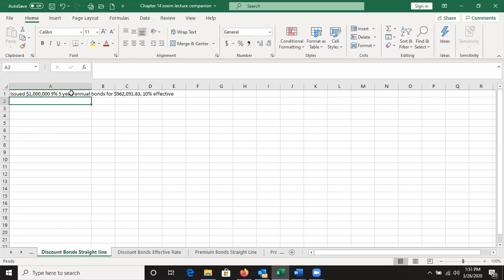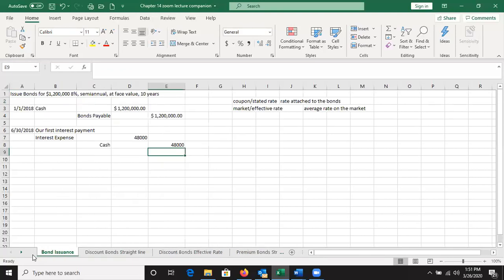5 years is their life, and they're annual bonds. So they're not semi-annual, they're annual. That means they pay interest yearly. And we're issuing them for $962,091.83 with a 10% effective rate. So that's the market rate. So this is why we're not issuing them at face value.